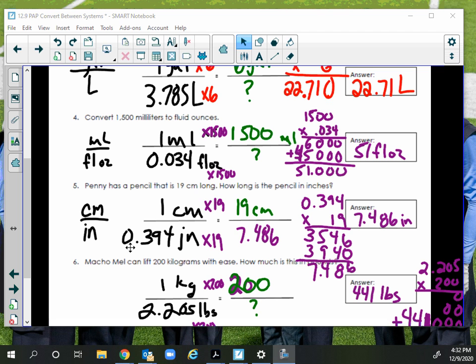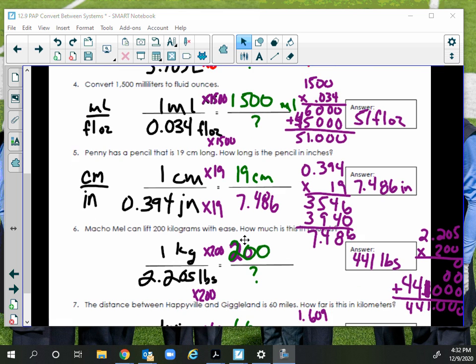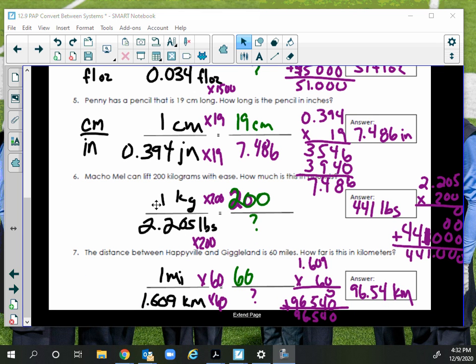On number 5, we set up 1 centimeter is the same as 0.394 inches. The scale factor is 19, and we multiply across, and we get 7.486 inches. On number 6, we set up 1 kilogram is the same as 2.205 pounds. We multiply 2.205 times 200, and I'm getting 441 pounds.